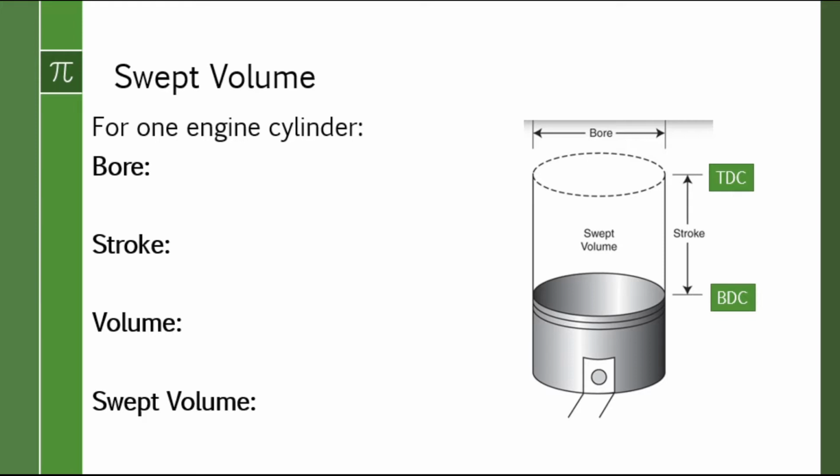When I'm talking about the swept volume, what I'm referring to is as your piston moves through the cylinder from bottom dead center to top dead center during one engine stroke, you are going to cover a certain volume. That volume will be cylindrical in shape, and we call that the swept volume. So some things we need to know. We talked about the bore, which is the diameter of the cylinder.